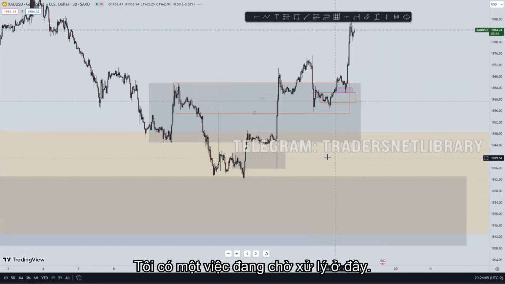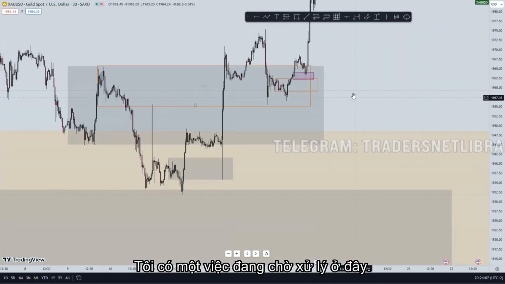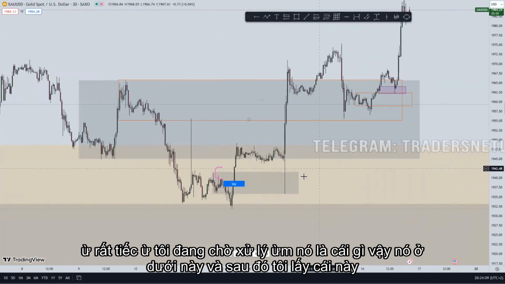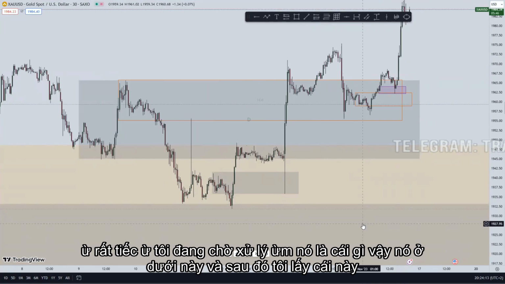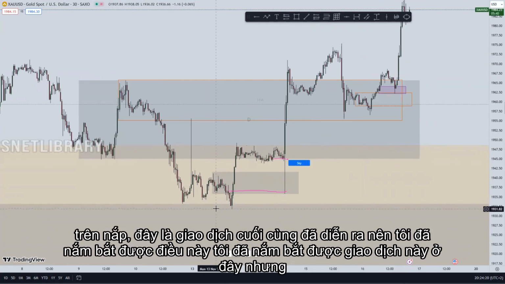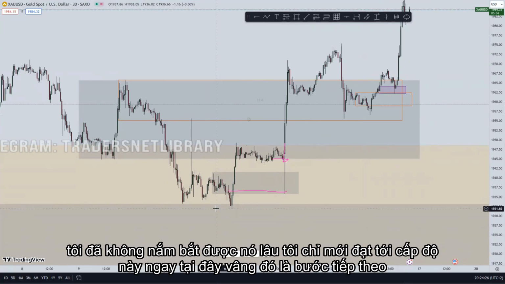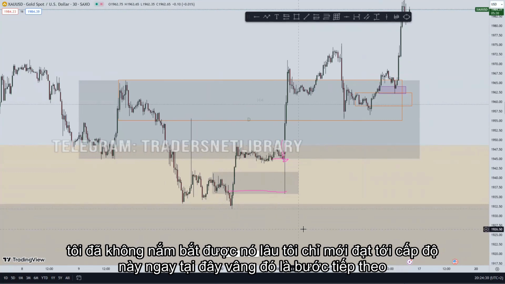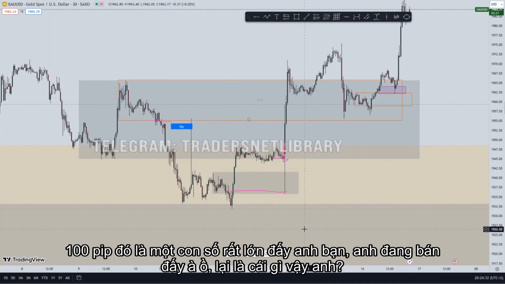I had a pending down here. What was it? It was down here. And then I took this one on ACAP. This is the one that ended up going. I caught this trade here, but I didn't catch it for long. I only went up to this level right here. Yeah, that was a fall of 100 pips. That's a huge thing, brother.